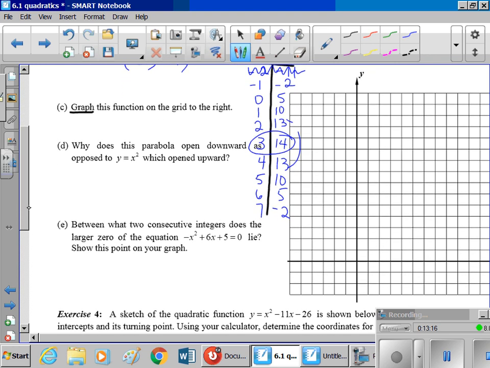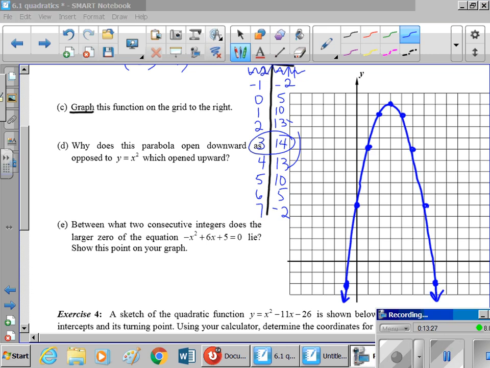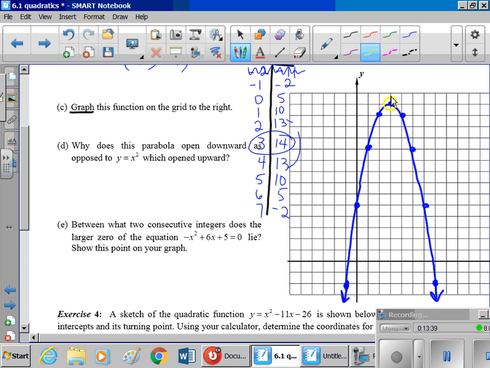So let's graph this. So negative 1, negative 2, down here, 0, 5. Here, I'll do it for you. There we go. So a little bit of math magic there. So that's what it looks like. And if you notice that turning point, our turning point is up here, and our axis of symmetry sits right here.